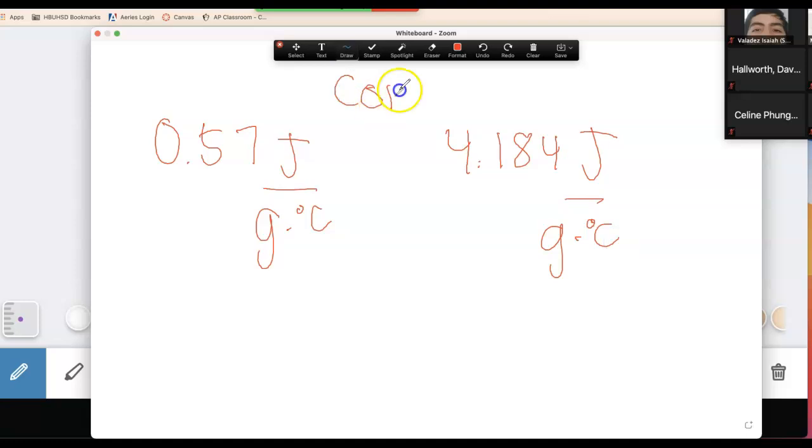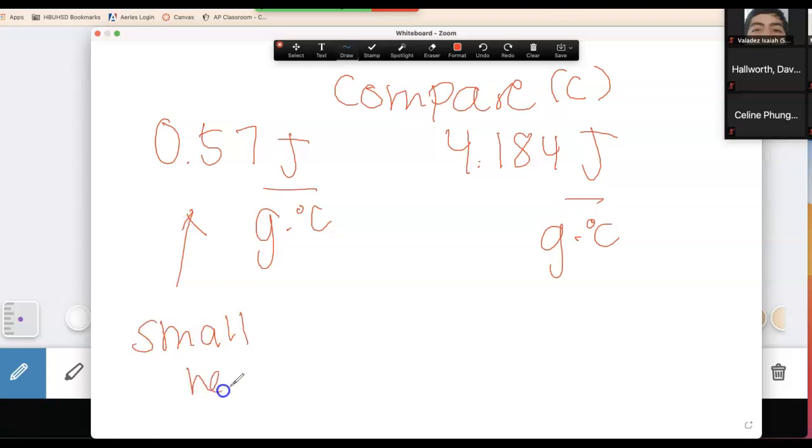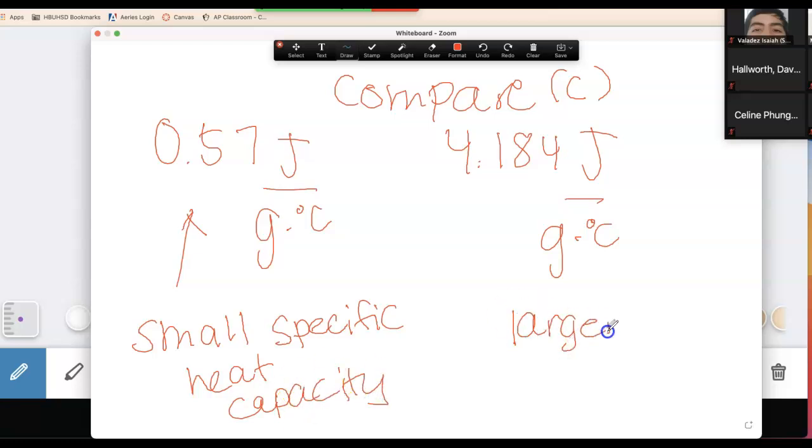So we're going to compare just two different specific heat capacities, little baby c. Okay? This is a low or a small specific heat capacity. This is a larger one, relative to one another, okay?